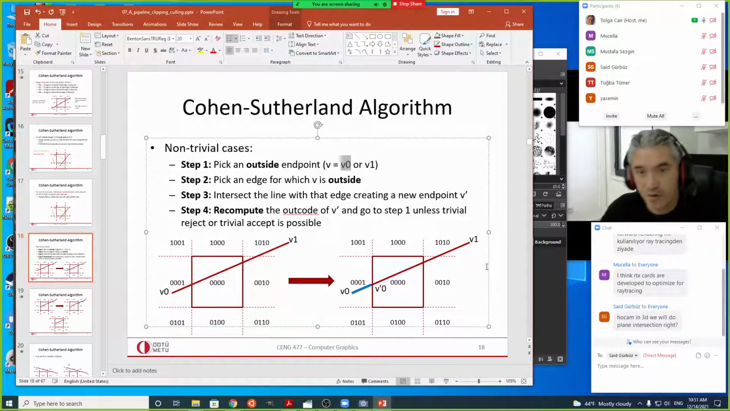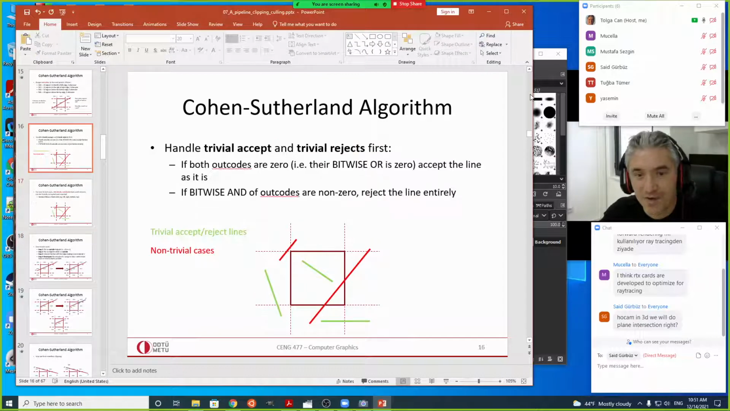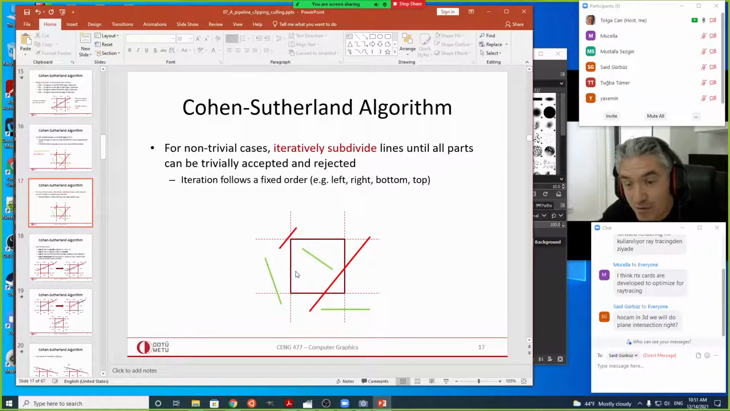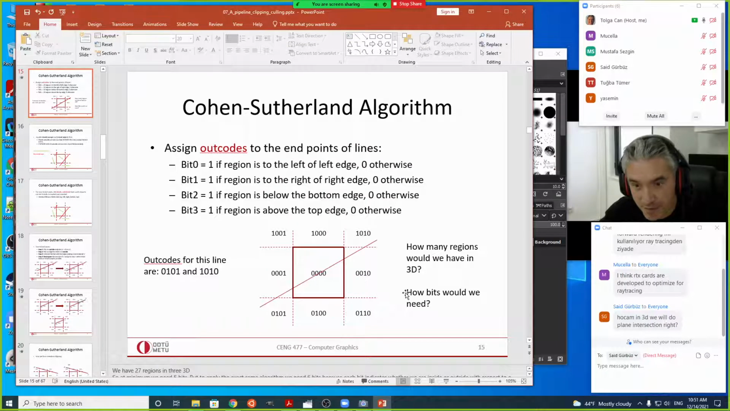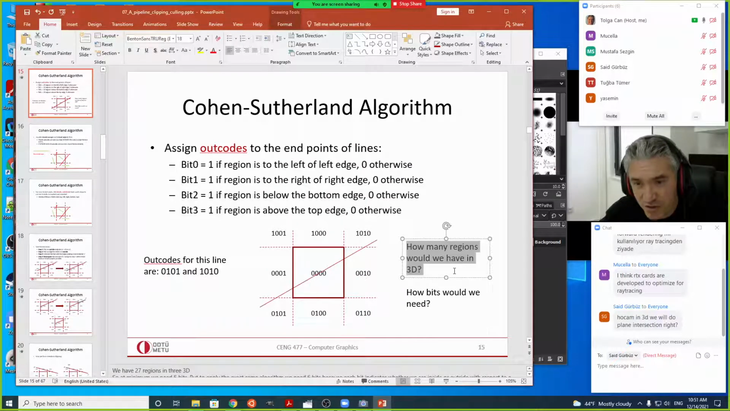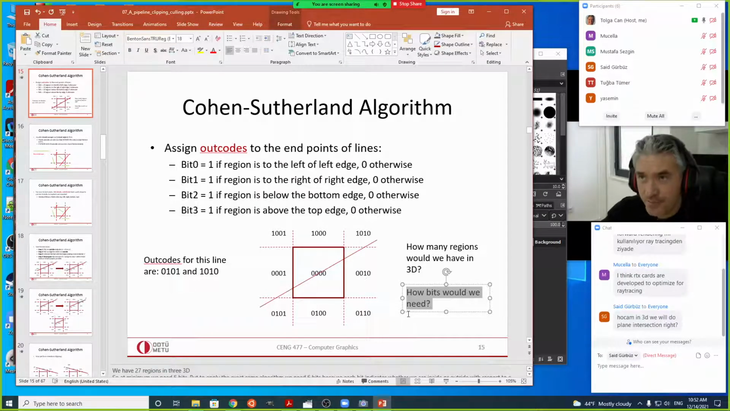Oh, and there's a question that I missed. In 3D, yeah, exactly, that's a good point. In 3D, we are going to do plane intersection. Our clipping boundaries become planes, and we have 6 planes. So how many regions are we going to have in 3D? I think we are going to have 2 to the 6 regions. We are going to have 6 bits, that's for sure, right?